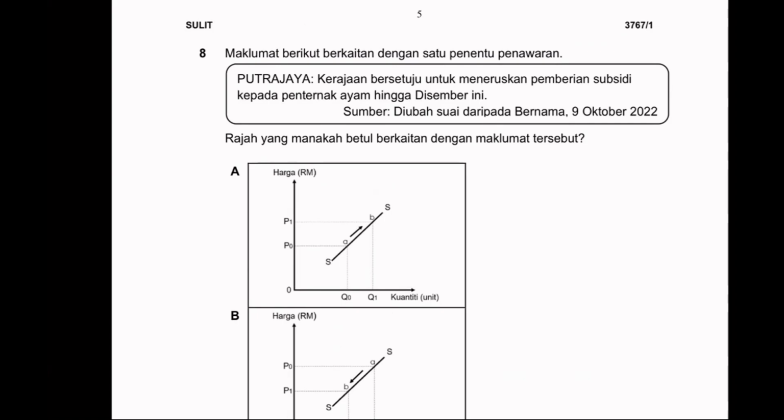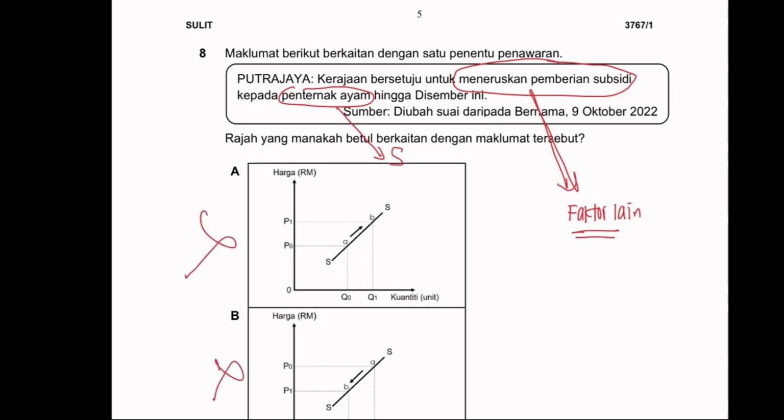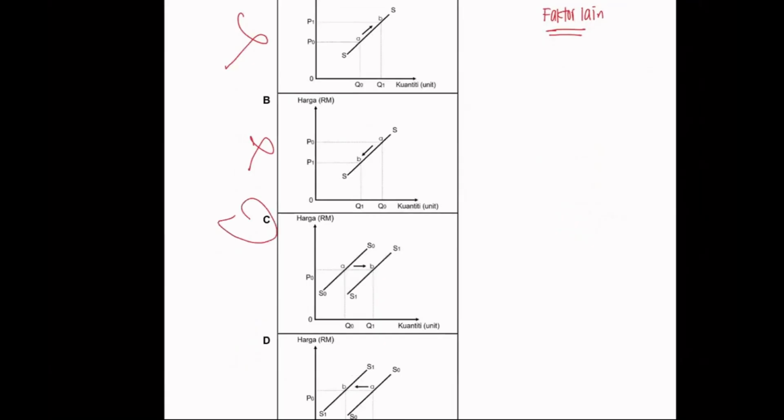Raja di mana betul berkaitan dengan maklumat tersebut. Now, here they say, kerajaan bersetuju menerus pemberian subsidi. Subsidi, this is faktor lain. Why I said faktor lain? Because it's nothing about the price. Nothing about the price, that's why it's a faktor lain. Kepada peternakan ayam. So, demand or supply? Supply. Because they give to people who feed the chicken. Okay, not the people who buy the chicken. So when somebody gives the supplier subsidy, what happened? Supply increase. Because it's faktor lain. A, B confirm wrong. So answer is C.